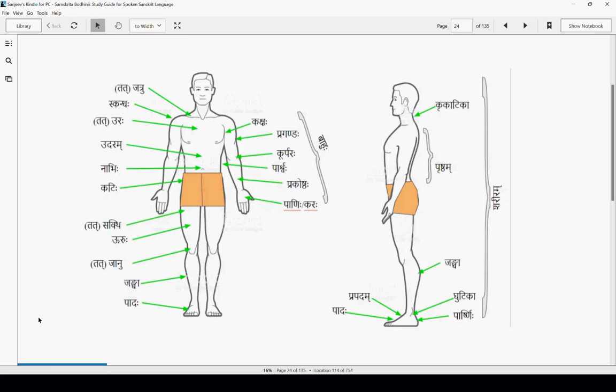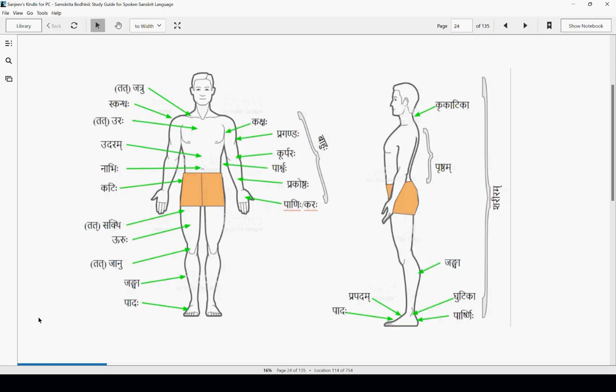Uruhu. Sakthi. Okay. That's upper quads. Thigh. Upper thigh. Uruhu is thigh. So what is Sakti? Sakti is upper thigh, like below the waist but above the thigh. Okay. Janu. That's kneecap. Knees. Yeah, just knee. Okay.